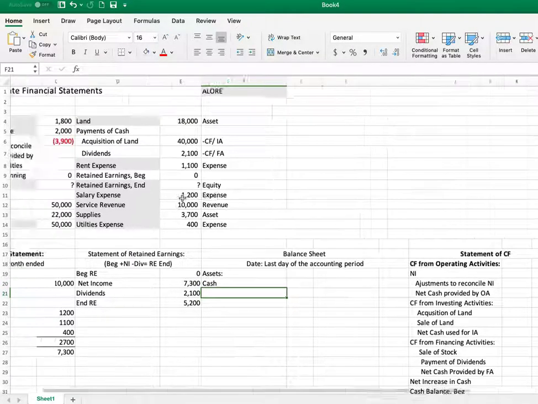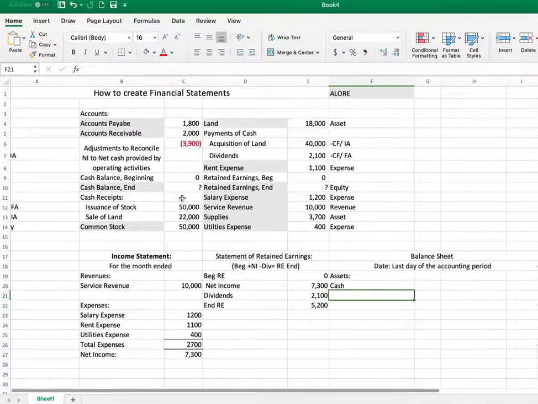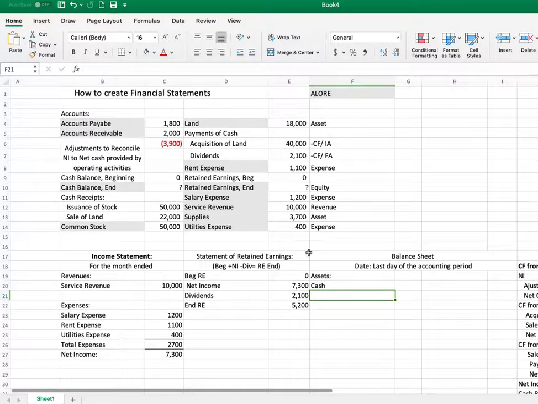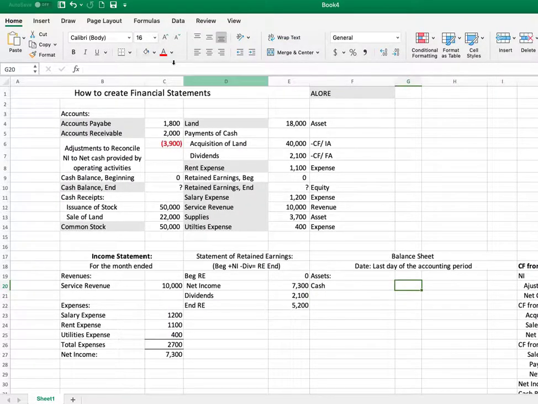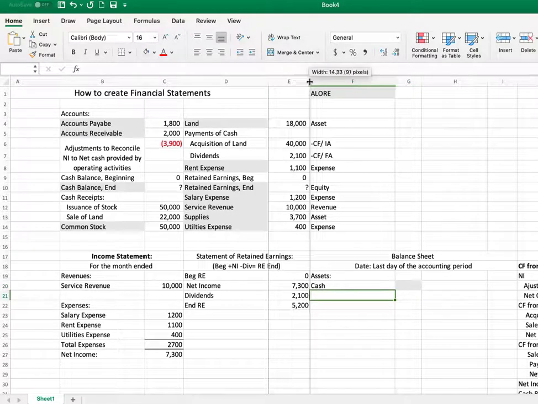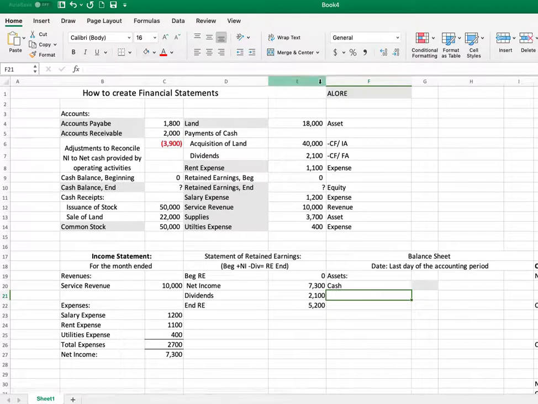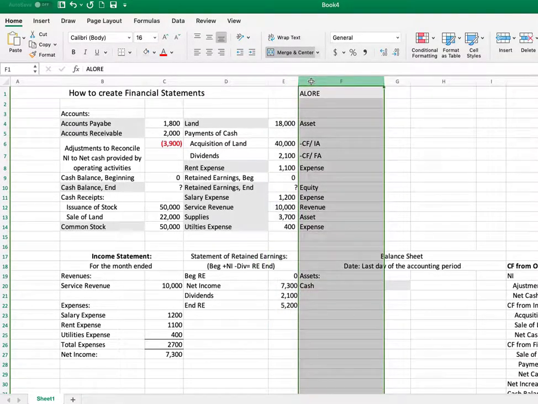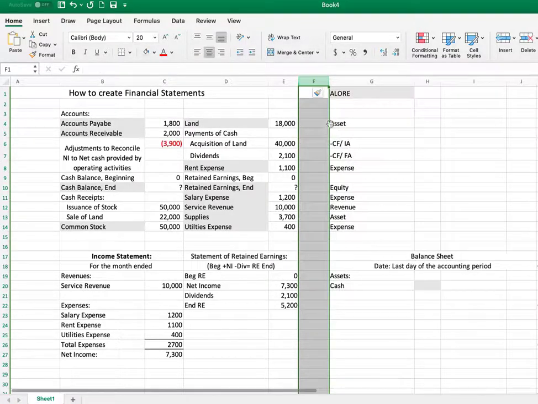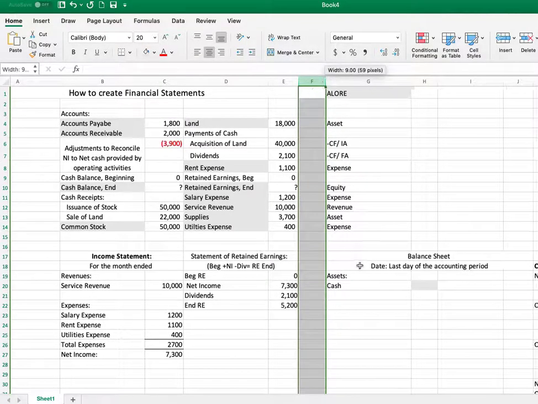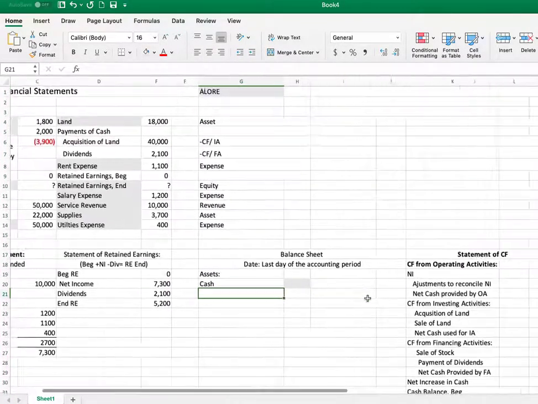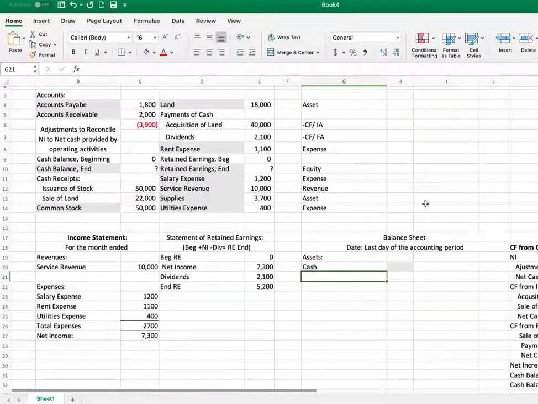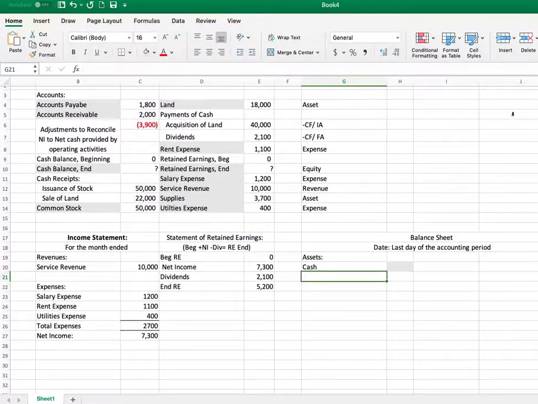So the first asset we have is cash, and unfortunately in this particular problem they did not give us the balance for cash, so I'm going to leave that blank right now, and I'll even gray it out so we'll know that we need to solve for cash later. All right, and I'm going to make this a little wider here so that we have a little space there. Okay, so here we are with our balance sheet over here.